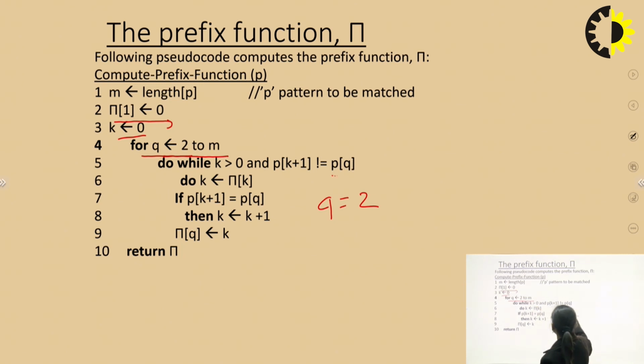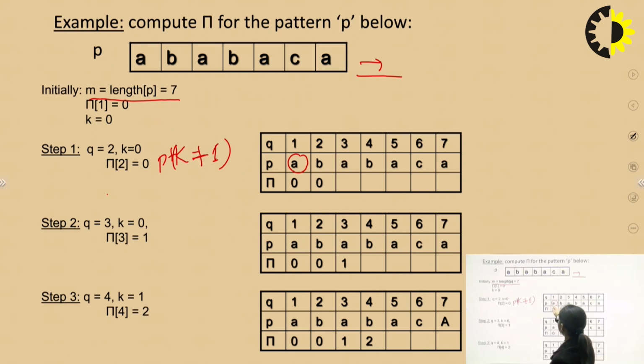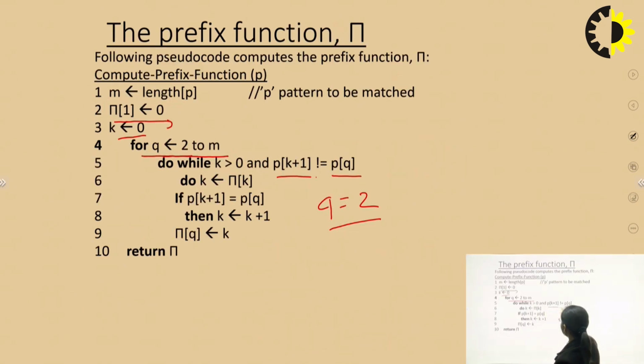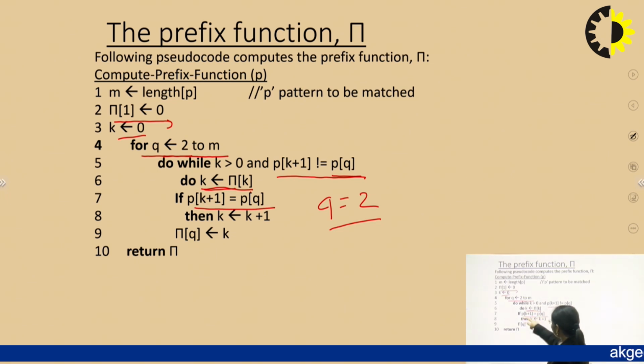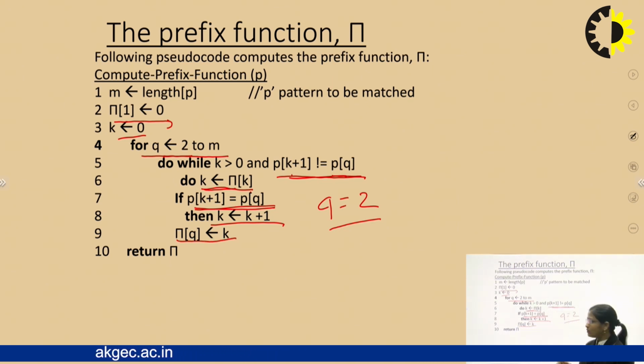Here the value of q equals 2, that means we have to compare p1 with p2 to see if they are equal. Since in this case these are not equal, if p[k+1] is not equal to p[q], then the value of k stays as it is, which is 0. If it matches, then we have to perform the other step, but because in this case it doesn't match, we have to perform this statement, that means pi[q] equals k.